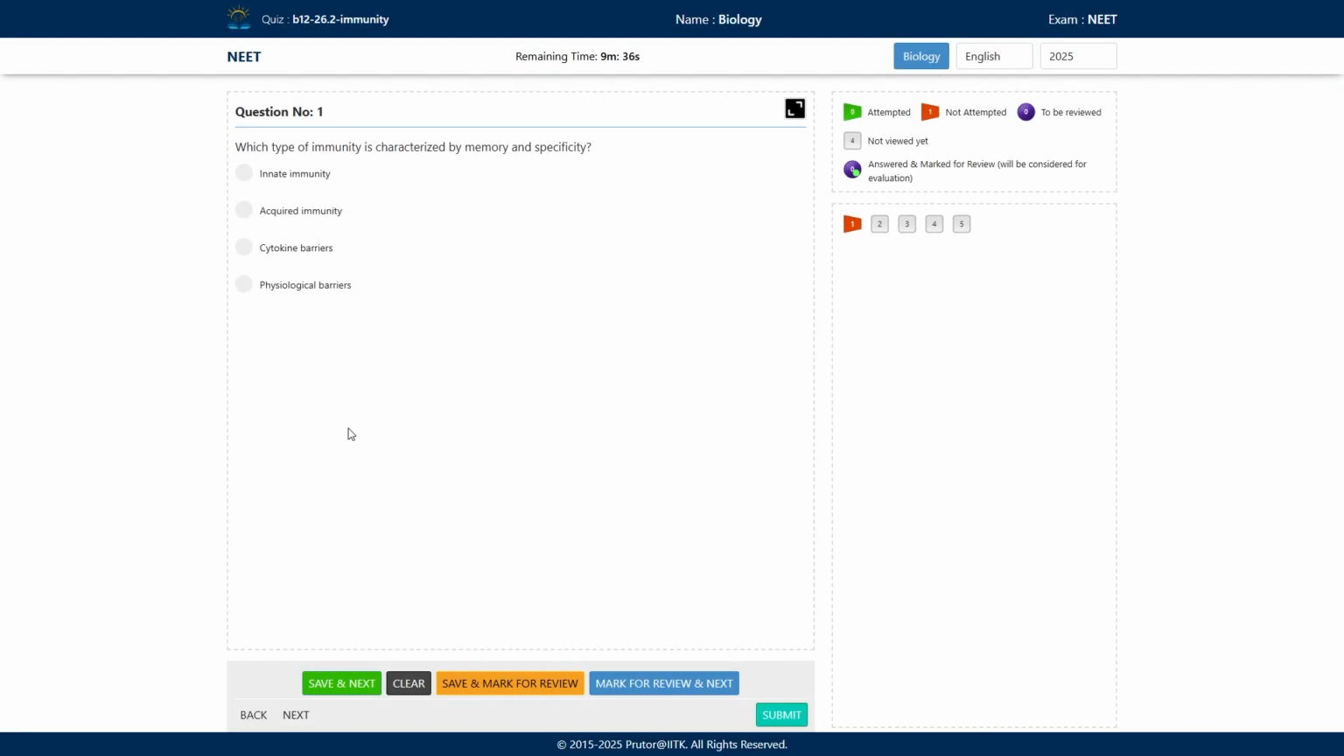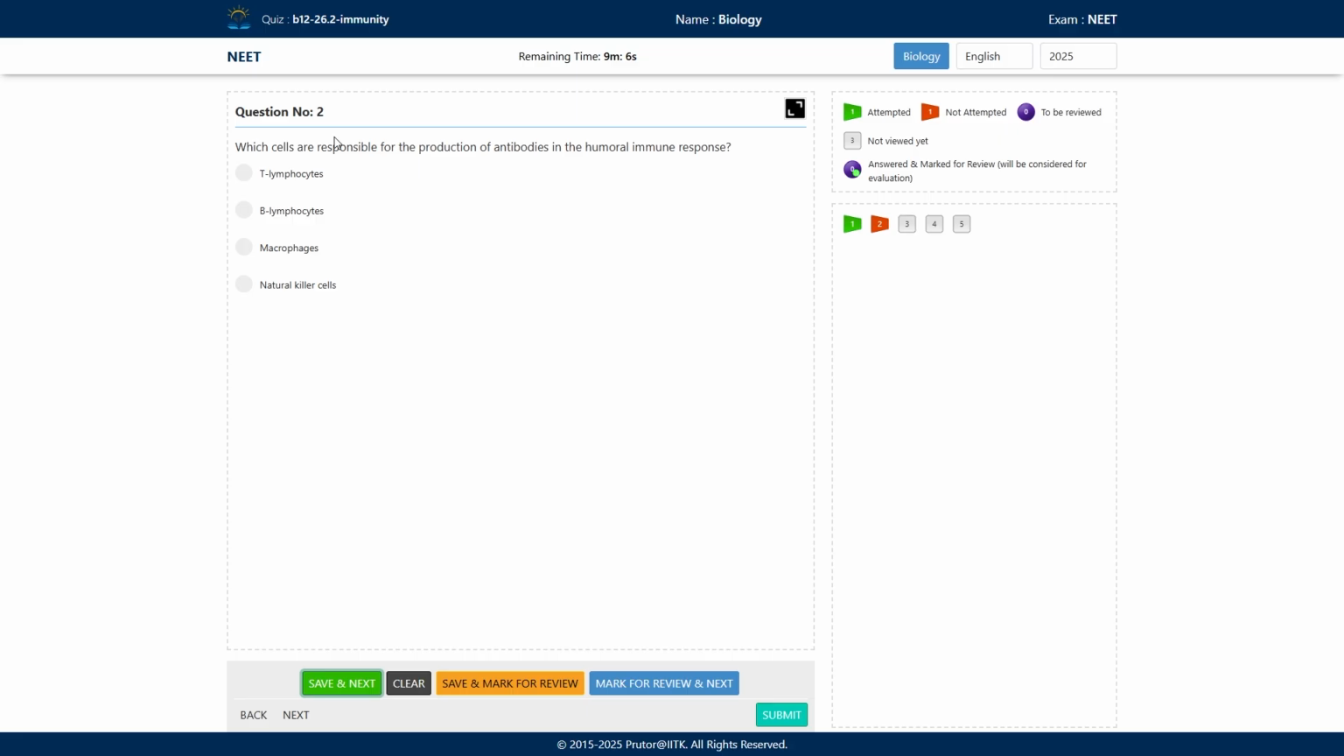Let's begin with the first question. Which type of immunity is characterized by memory and specificity? The options are innate immunity, acquired immunity, cytokine barriers, and physiological barrier. What is the correct answer? Option B is the correct answer. Acquired immunity is characterized by memory cells and it is pathogen specific as well.